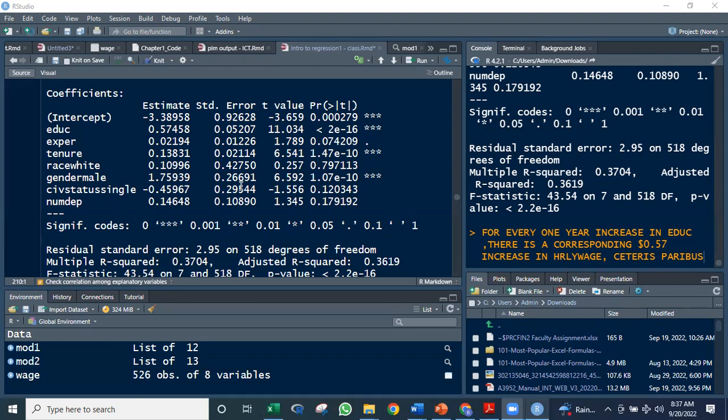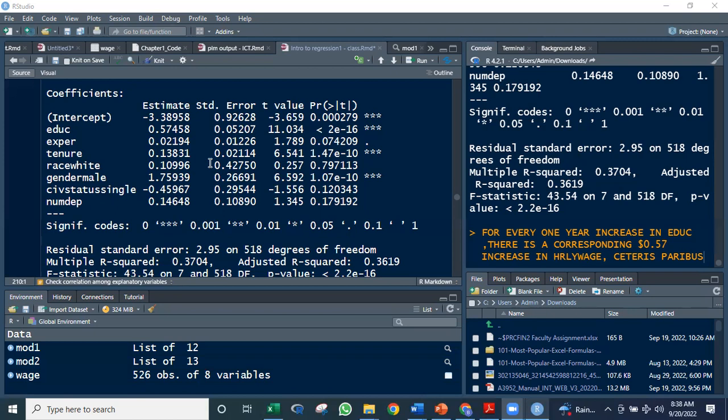Okay, let's go to tenure, which is also in years. For every 1 year increase in tenure, there's a corresponding $0.14 increase in hourly wage, ceteris paribus. Ibig sabihin, every time na nag-i-increase ka ng 1 year, yung hourly wage ng respondents tumataas ng around 14 centavos, all things being the same. We only increase tenure; we will not increase the other variables.